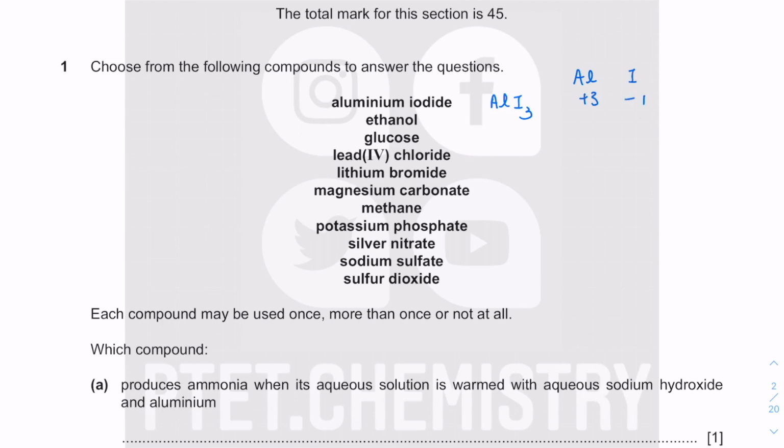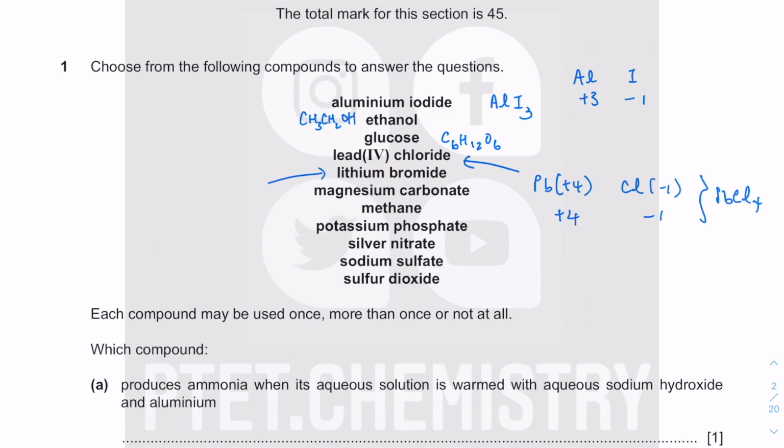Ethanol is CH3CH2OH. Glucose is sugar, C6H12O6. Lead 4 chloride, so it's a Pb +4 in terms of oxidation state. If you don't do oxidation state, you should be able to appreciate that it is the valency that gives rise to this oxidation state concept. So you could think of it as the valency, and therefore you get PbCl4 as the formula for lead 4 chloride.